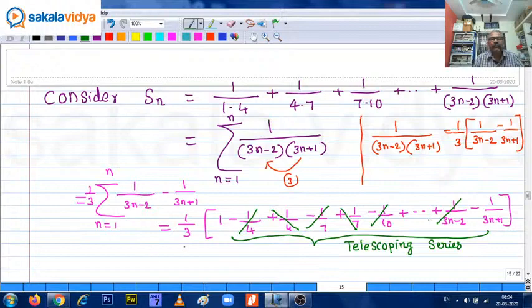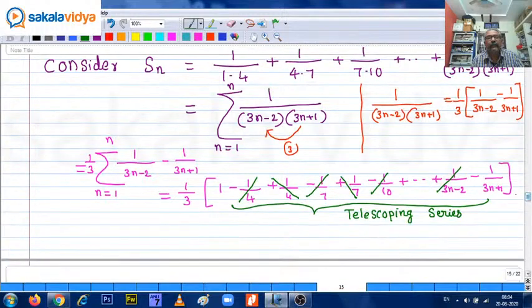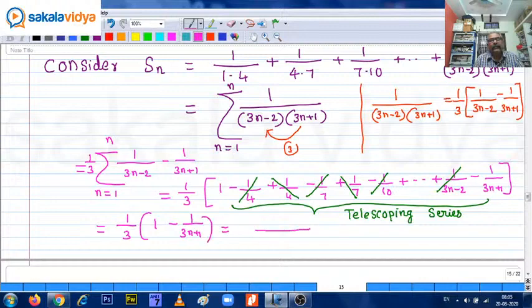Only the remaining terms are what we have here. Yes, see, very interesting. We have 1 by 3 of 1 minus 1 by 3n plus 1. Here 3n plus 1 is the LCM: 3n plus 1 minus 1, times 1 by 3. The 1 cancels, 3n by 3 is n upon 3n plus 1.